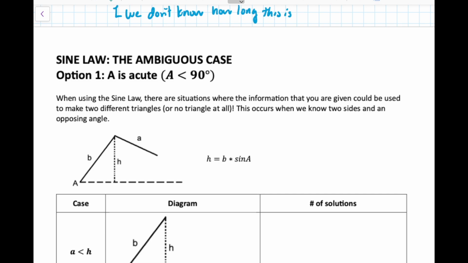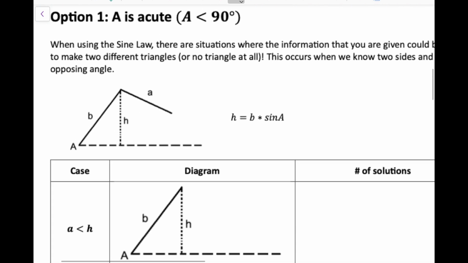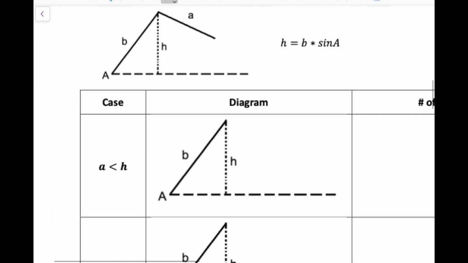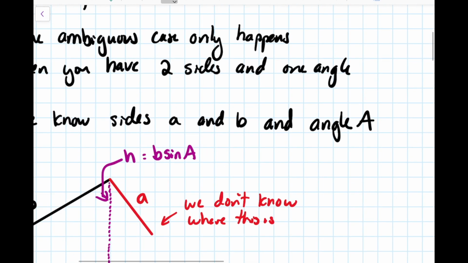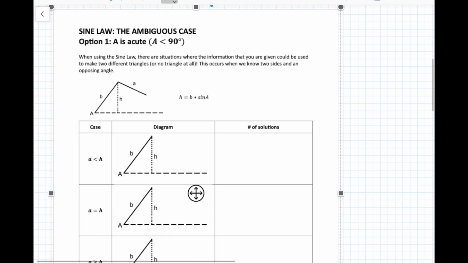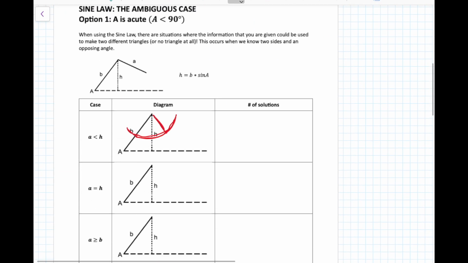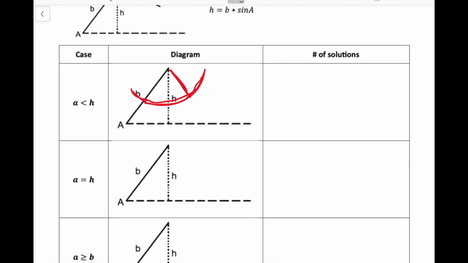relate to each other. So our first option here, if side A is smaller than that h value that we calculated, that means we have a pretty small length for side A. The specific length doesn't really matter, but something like this. So if we were to rotate that back and forth, keeping in mind that this bottom length down here is part of our triangle, you'll notice that that length never actually reaches the bottom down there. And so we don't actually have a triangle with this.